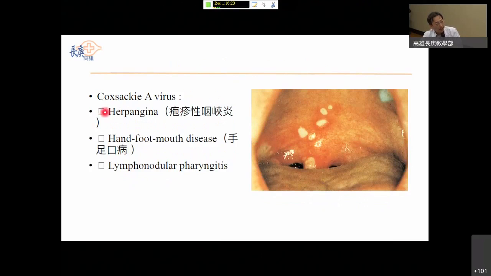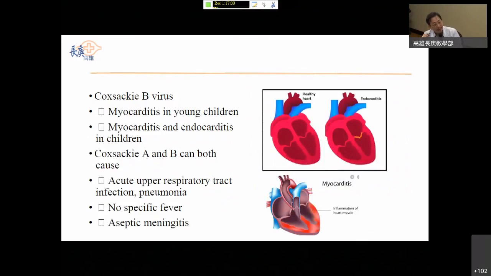The most commonly seen enterovirus is Coxsackie A virus. It causes herpangina. As we can see in this picture, this is the throat of a kid. We can see whitish pustules on the posterior pharyngeal wall. This is what we call herpangina. And also there are rashes on the hand, foot, and mouth. It's called hand-foot-mouth disease or lymphonodular pharyngitis. There is pharyngitis, inflammation of the pharynx, and also lymph node swelling, and it's mostly caused by Coxsackie A virus. And the second type is Coxsackie B virus.